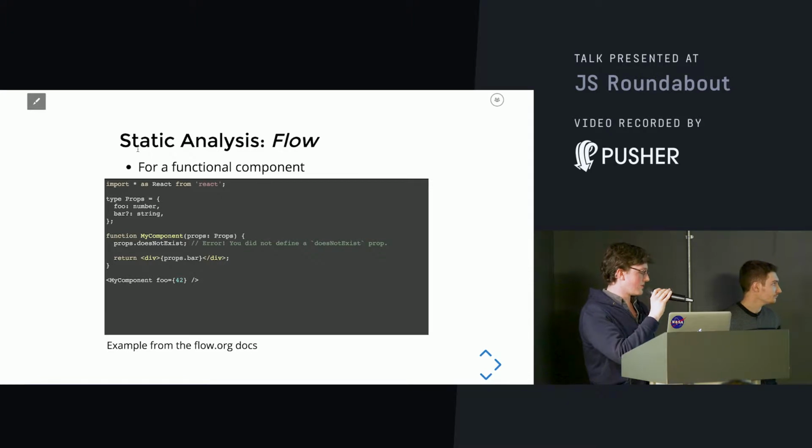And for a functional component, as it's just a normal function, we can say props is of type props, and props is a type we've defined with foo and bar.